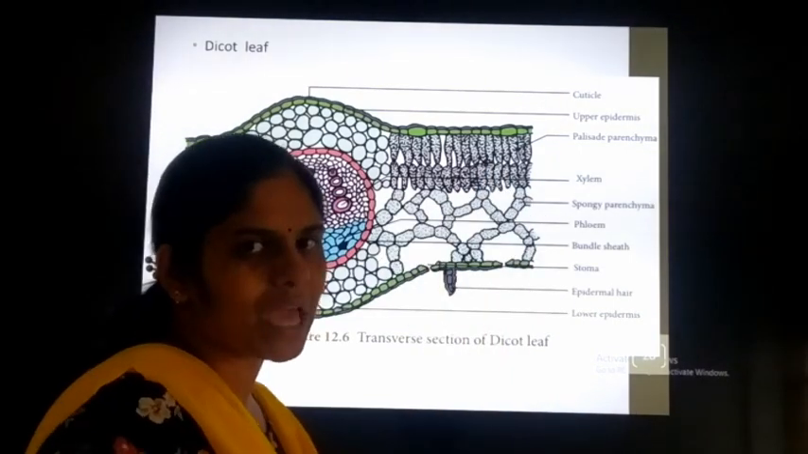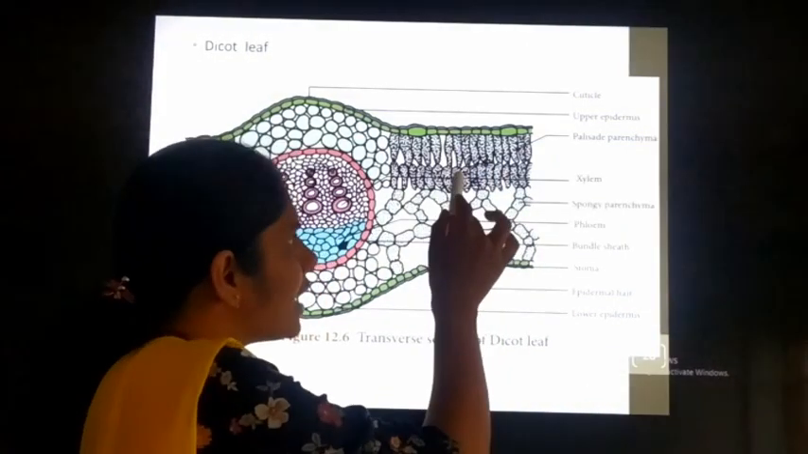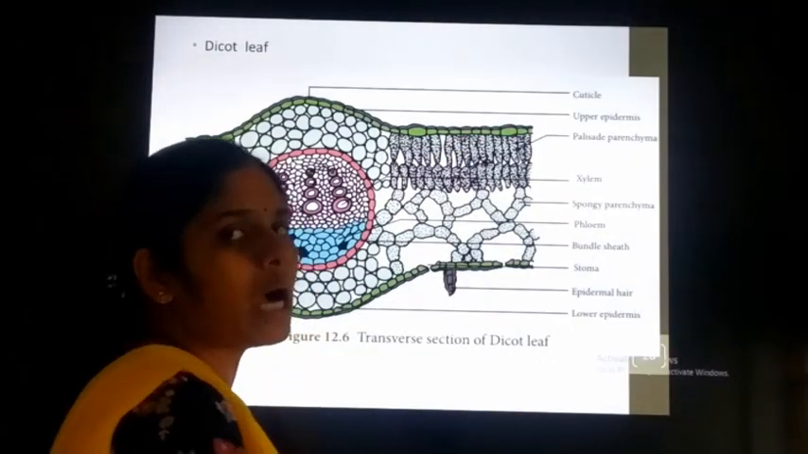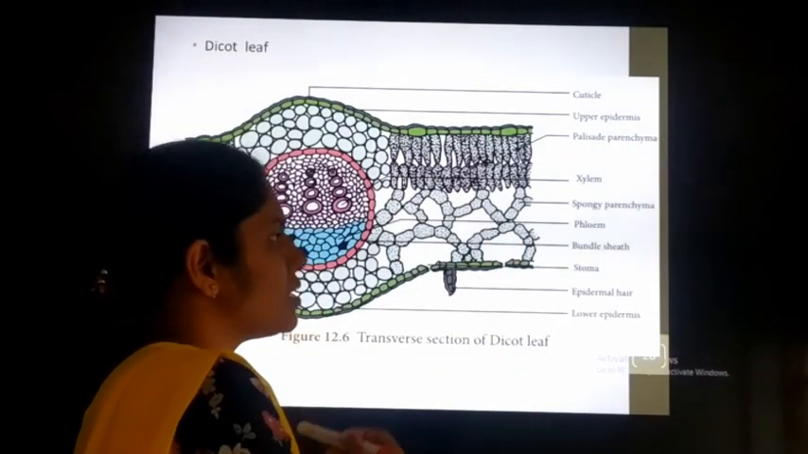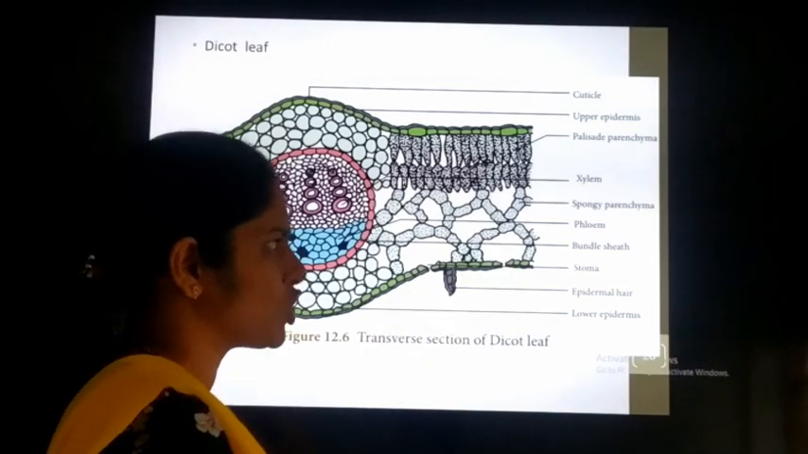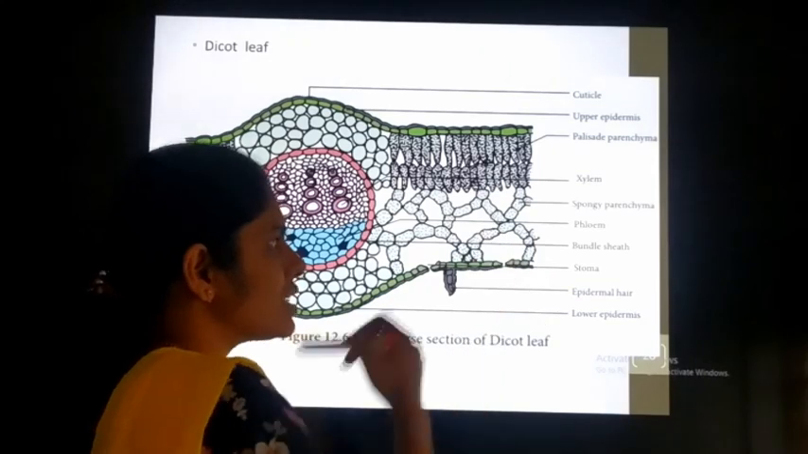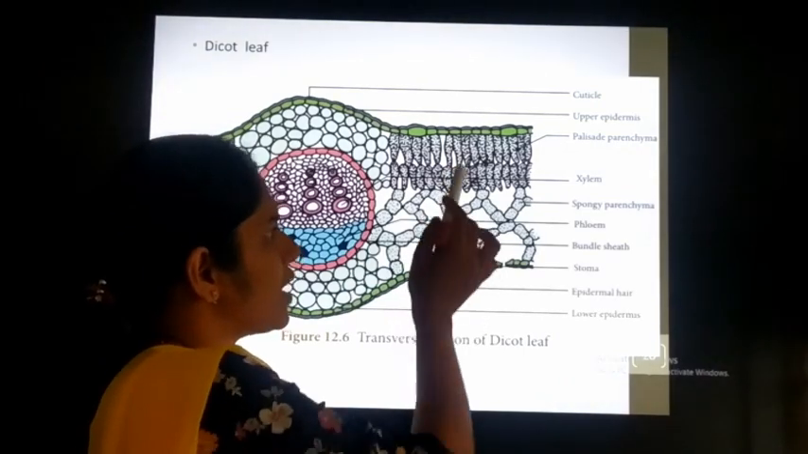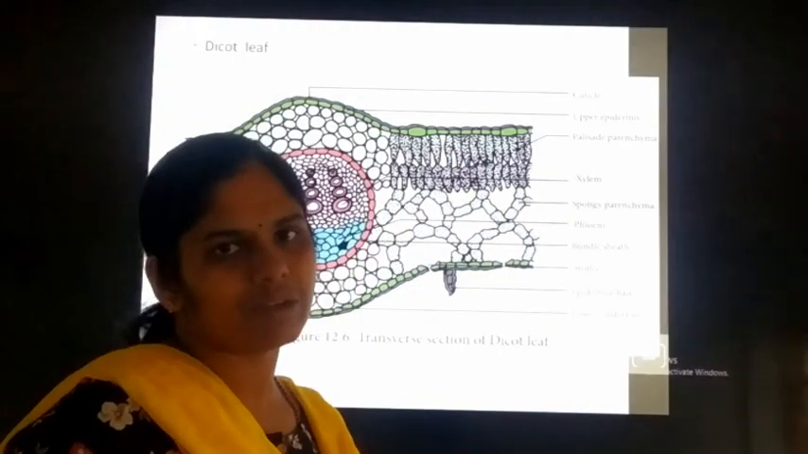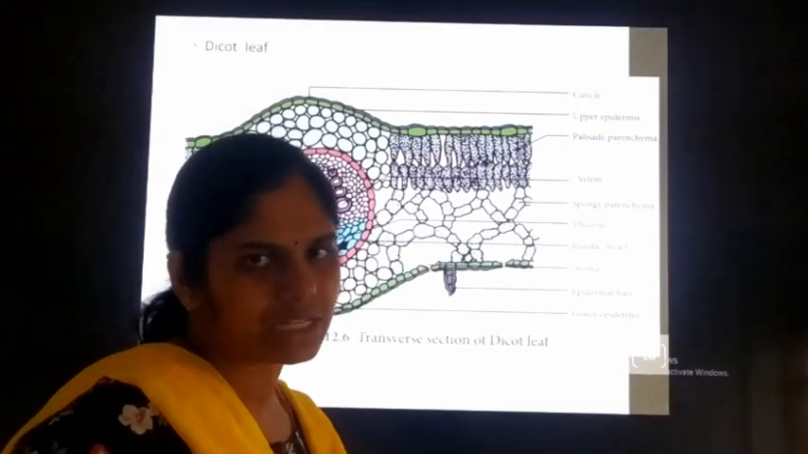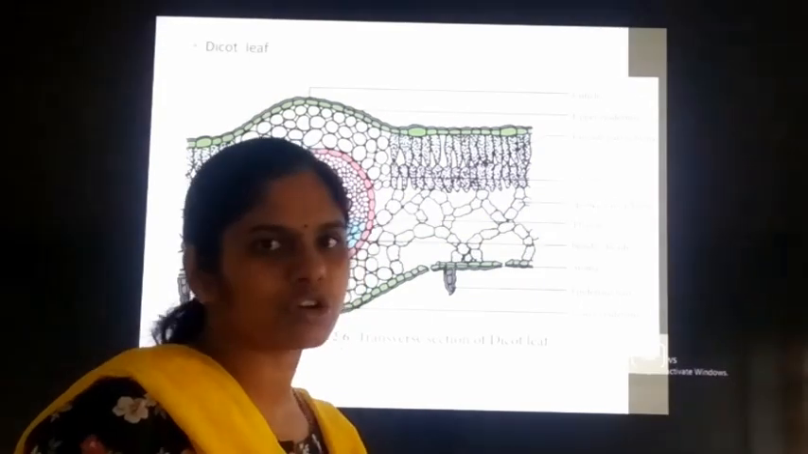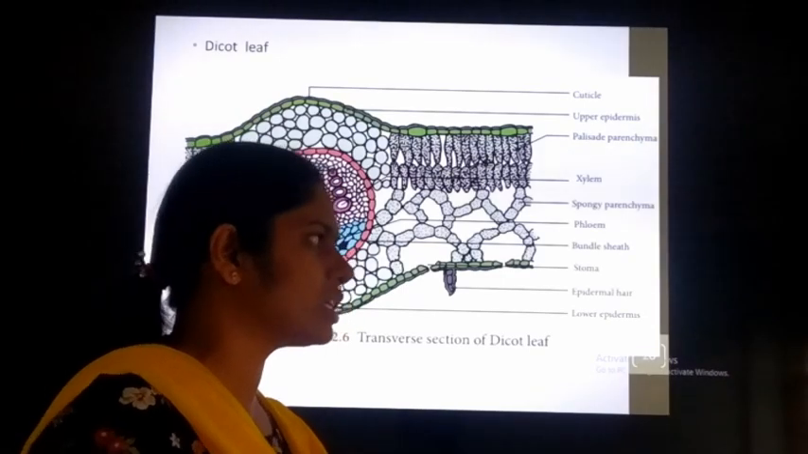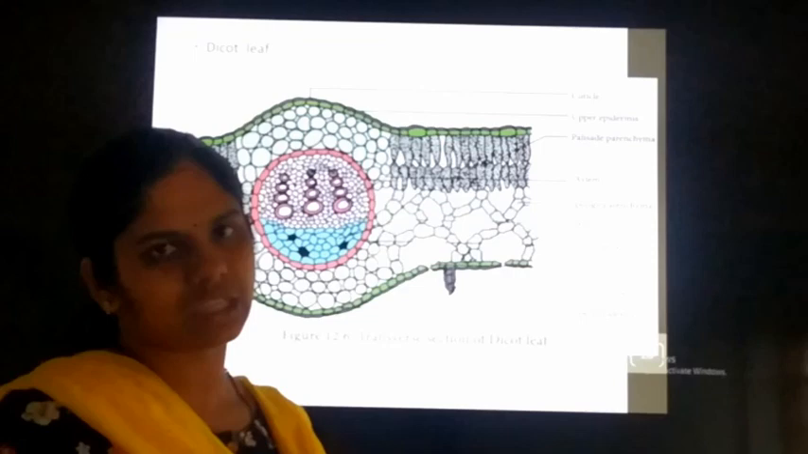Coming to the palisade parenchyma, it is elongated in nature and always occurs near the upper epidermis. Spongy parenchyma is spherical or oval in shape and has large intercellular spaces, called air cavities. Both palisade and spongy parenchyma contain chloroplasts, so they are called chlorenchyma. The mesophyll tissue helps in photosynthesis.